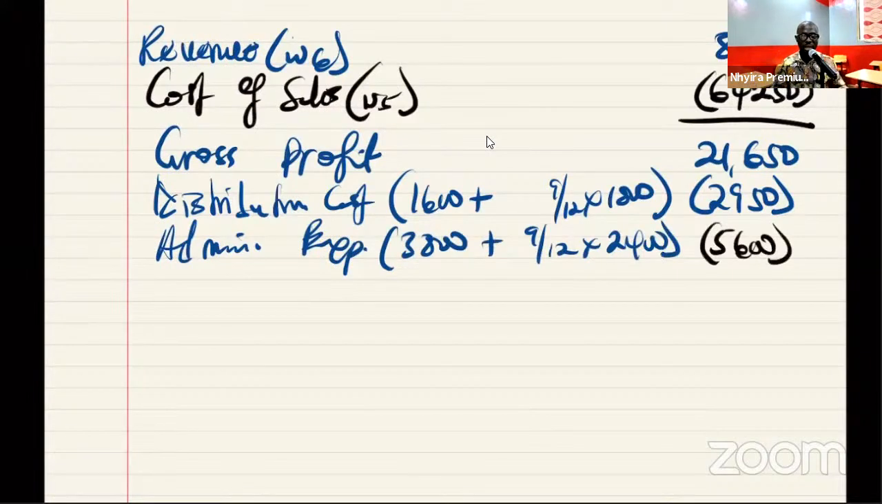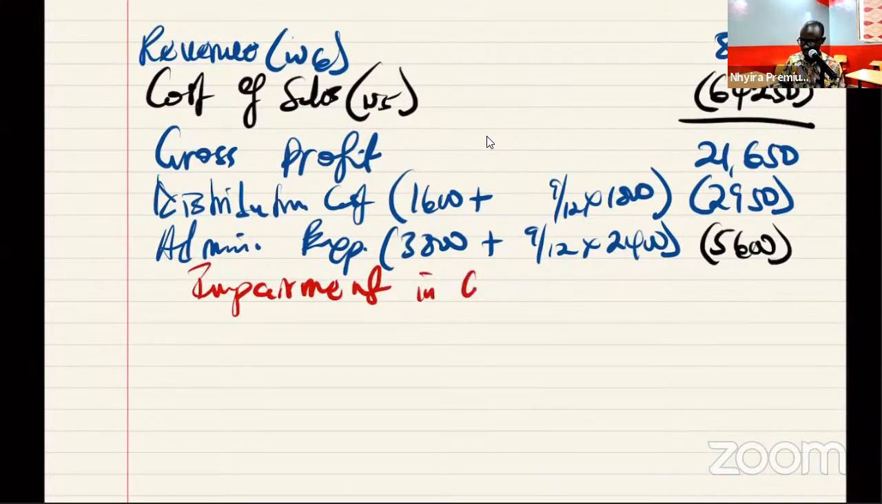But remember, there was an impairment in goodwill. So we could bring that item up. It could have been added with the admin expenses. So we bring the impairment in goodwill directly, 2,000 given to us to be deducted here. Other times, the impairment in goodwill could also be added to cost of sales. Other times it could be added to admin expenses, or it could be a line item on its own in that case.